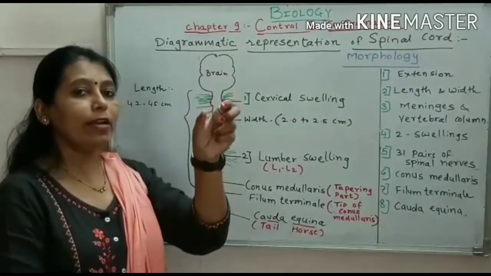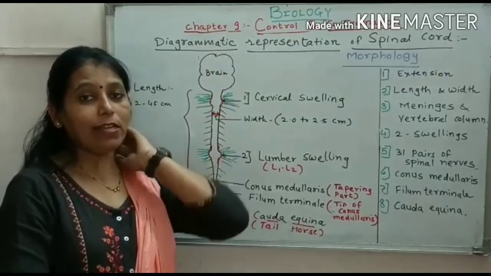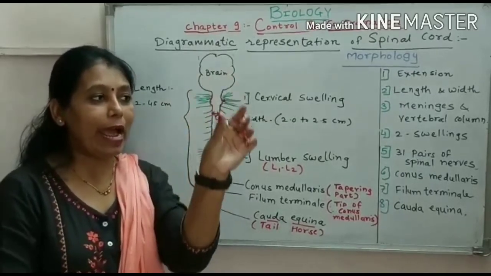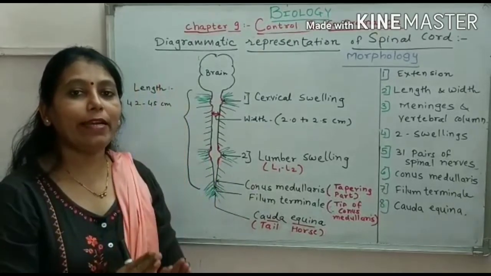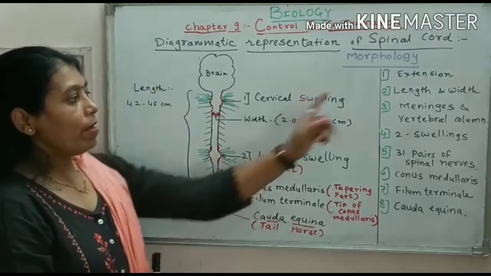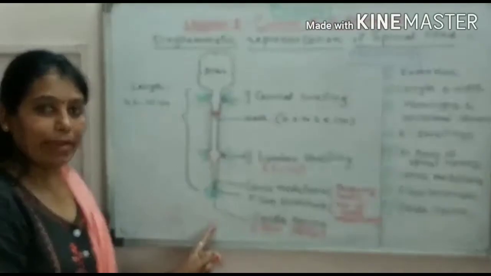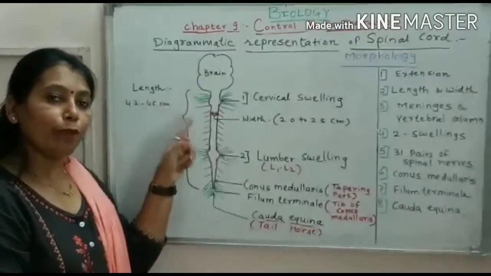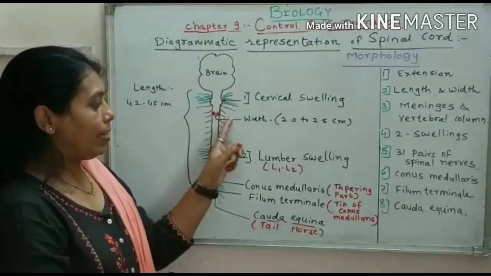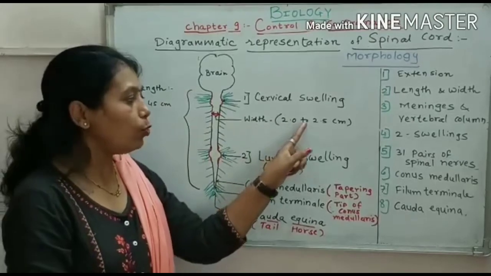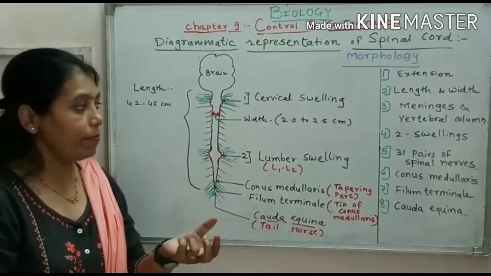So this spinal cord is a long and cylindrical structure. Where it starts, that portion is broad, but as it goes down and down, that broader portion becomes tapering and tapering. Let us see the length and the width of the spinal cord. Approximately it is 42 to 45 centimeter in length, and the width is approximately 2 to 2.5 centimeter.